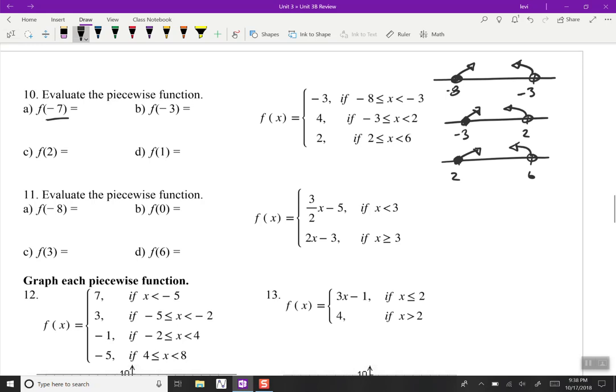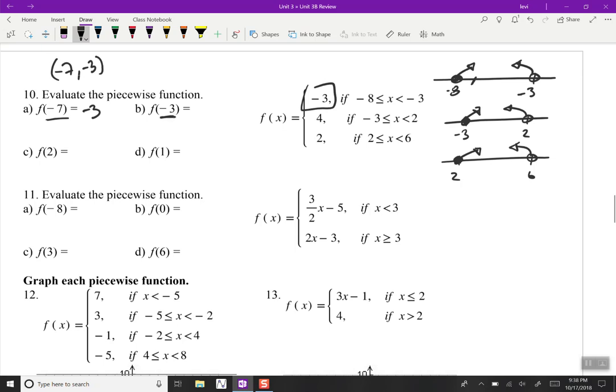So now we need to find, well, which graph would -7 fit into? So -7 would fit in right here, about -7, right? So that would be the top one. So what's our value then? -3. That's the point, -7, -3. That's the coordinate pair.